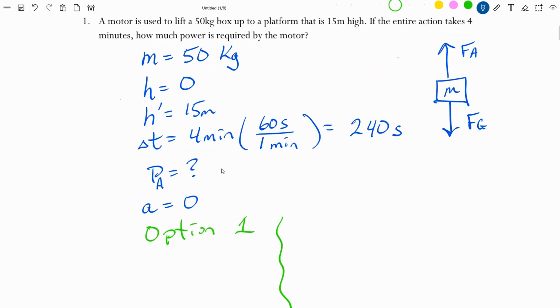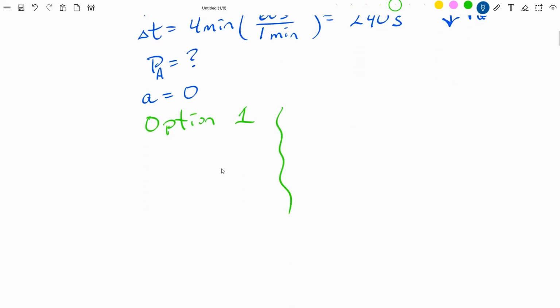Okay, so if it's going from a height of 0 to a height of 15 meters and it's going straight up, nothing really tricky here, I think I could say that it's going to travel a distance of 15 meters.